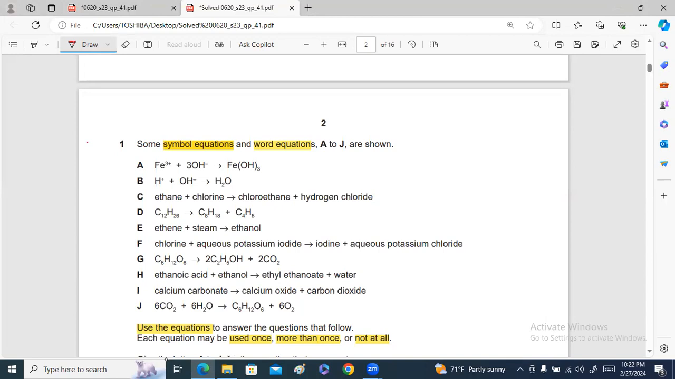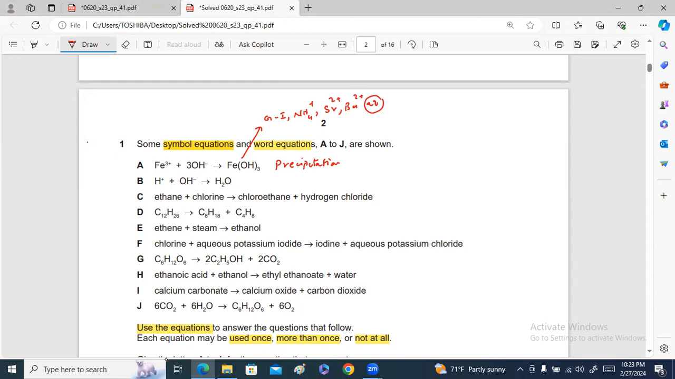Let me tell you about the type of reactions from A to J, and then you will be able to answer about the type of reaction. Now, this reaction is about precipitation. This is the precipitation reaction because most of the hydroxides are soluble except group 1, ammonium, strontium, and barium. So these hydroxides are soluble. They are in the form of aqueous, and the rest of the hydroxides are insoluble. So that's why we're getting the precipitate by reacting iron 3 and hydroxide.